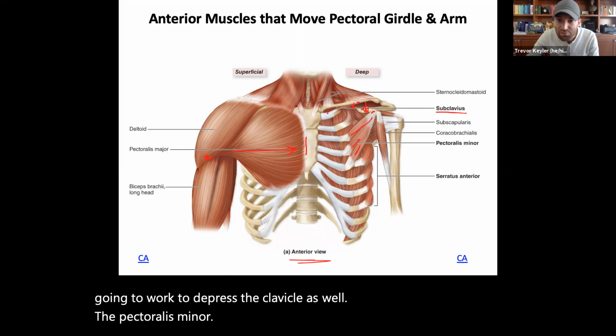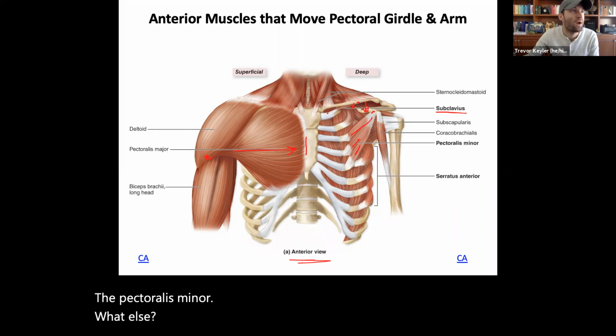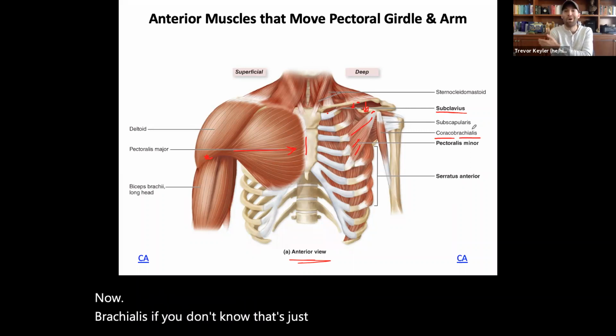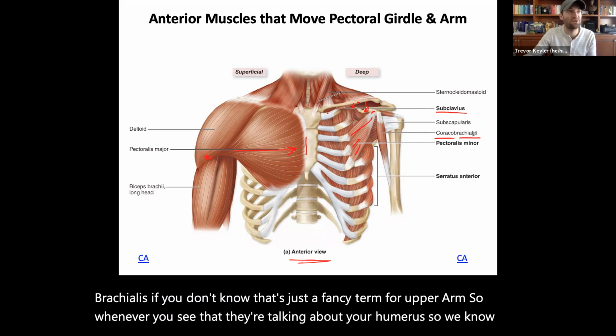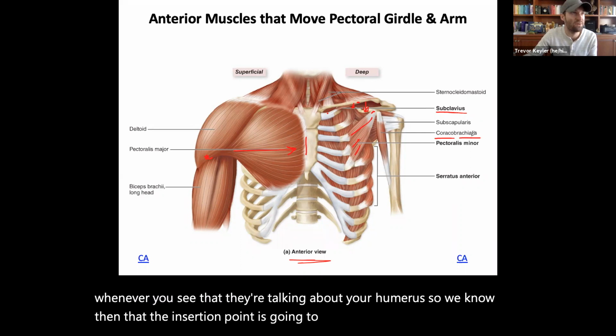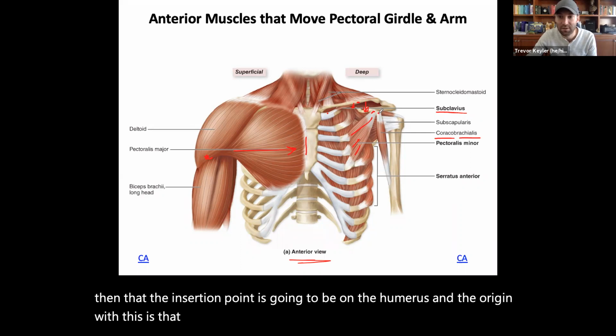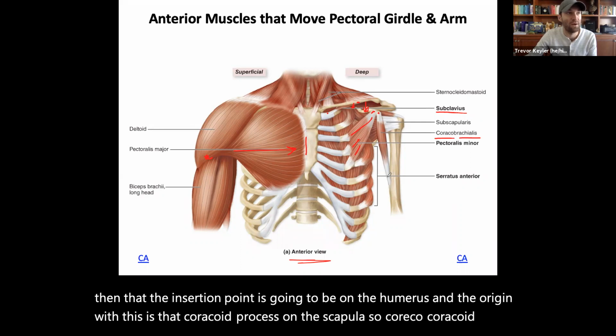What else? Oh, an easy one to break down. We have the coracobrachialis. Now, brachialis, if you don't know, that's just a fancy term for upper arm. So wherever you see that, they're talking about your humerus. So we know then that the insertion point is going to be on the humerus. And the origin with this is that coracoid process on the scapula. So coracoid process, brachialis, right?